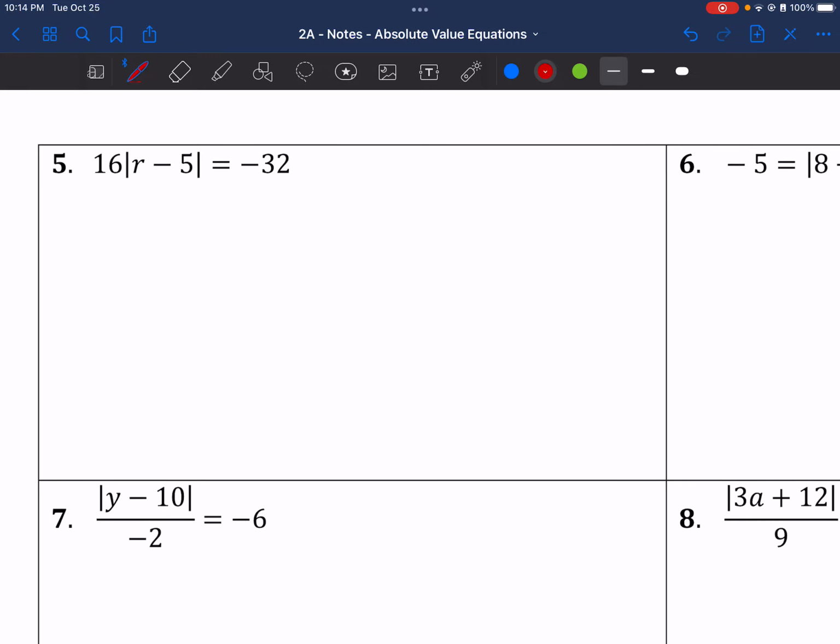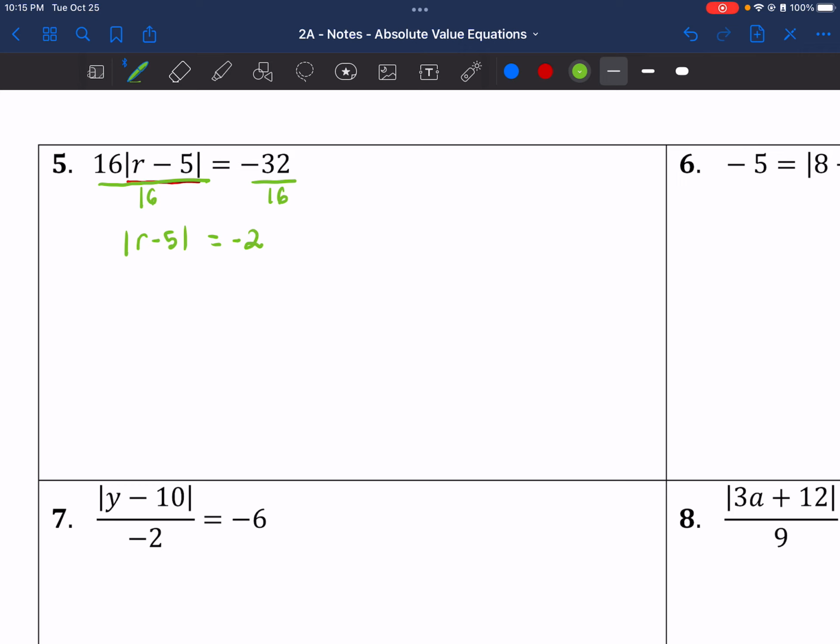We are going to do the same thing, and we are going to isolate our absolute value expression. Since our absolute value expression is r minus 5, we have to get rid of the 16 on the outside. Remember that we cannot distribute, so we're going to divide both sides by 16. And we end up with the absolute value of r minus 5 is equal to negative 2.